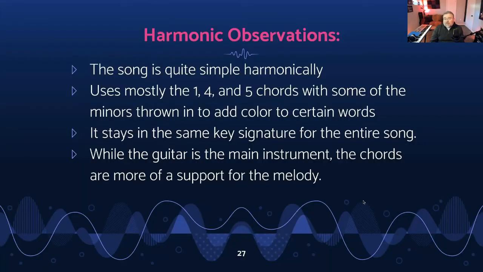So, harmonic observations on Blowing in the Wind: it's really quite simple harmonically. It mostly uses the 1, 4, and 5 chords. It does throw in the relative minor to add some color on certain words, and it stays in the same key signature for the whole song. The guitar is the main instrument. The chords are really more of a support for the melody in this particular song. The melody is really what develops the motion within Blowing in the Wind.